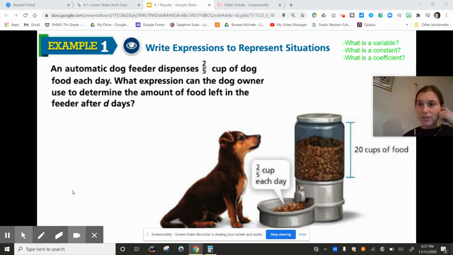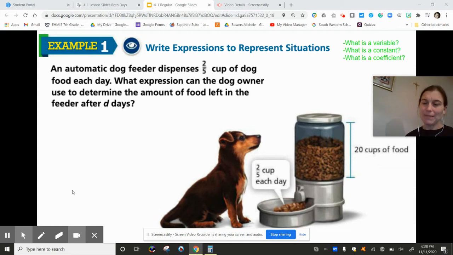In writing expressions, what we're going to do is use a variable to represent a value that can change. So a variable is something that can change and fluctuate. We're going to have numbers that are constant that don't change, and then symbols to tie it all together. So an automatic dog feeder dispenses 2/5 of a cup of dog food each day.